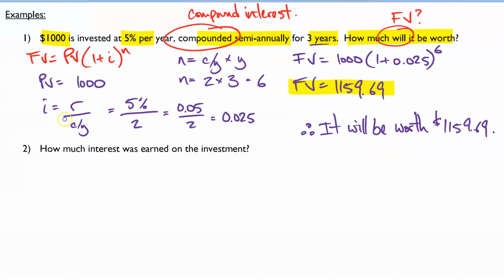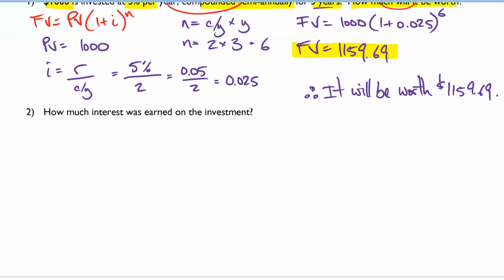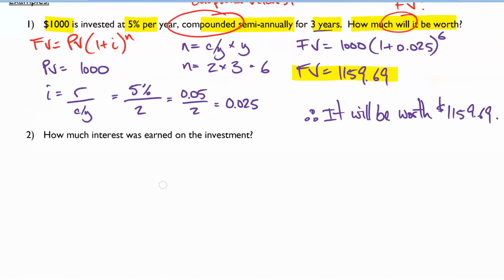Make sure you do the brackets, the exponents, and then multiply by 1,000 at the end. All right. One more little follow-up to it is how much interest was earned on the investment. Did it earn $1,159.69? No, it's worth $1,159.69, but it started off being worth only 1,000. Right? So I think you guys can do the math, but what's the formula?